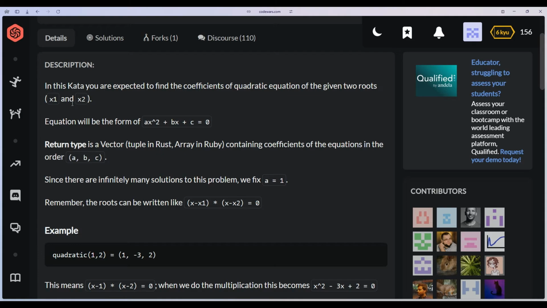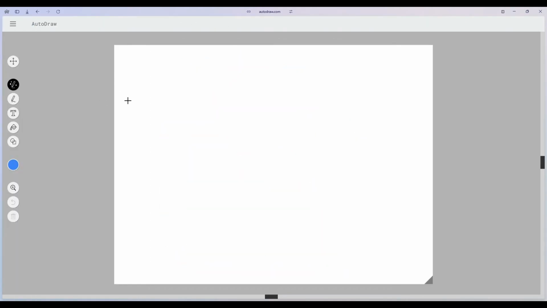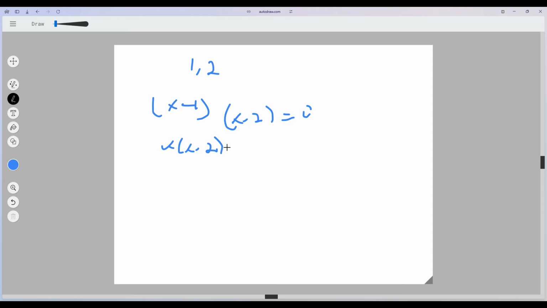It's saying that you'll be given the roots of the equation, and given the roots, what you're supposed to do is find the quadratic equation. So this is an example. The roots were 1 and 2. Let's just work that out here. So the roots are 1 and 2, meaning we have x minus 1 times x minus 2 is equal to 0. So that'll give us x into x minus 2 minus 1 into x minus 2 equals 0, which will give us x squared minus 2x minus x plus 2 equals 0.